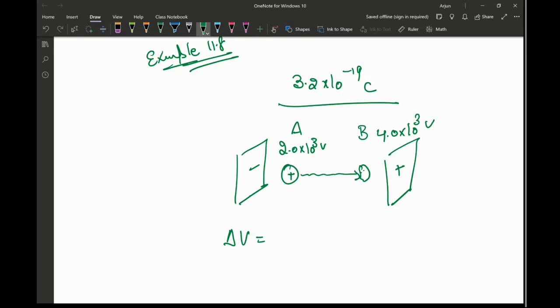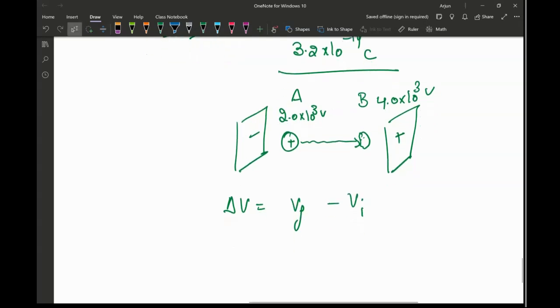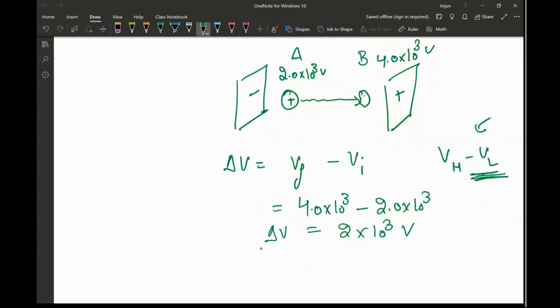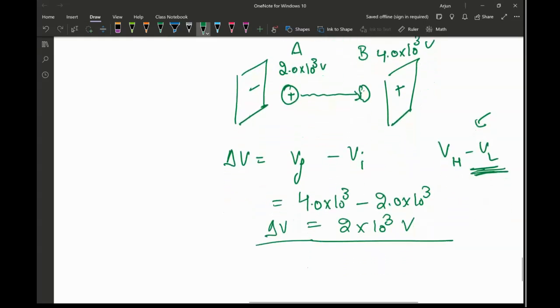So delta V will be equal to V final minus V initial. You can always do it this way also, V higher minus V lower. That's going to make your life easier. Whatever is higher, the lower one will be subtracted from it. So 4.0 times 10 raised to the power 3 minus 2.0 times 10 raised to the power 3 is going to give you 2 times 10 raised to the power 3 volts. That is the electric potential difference you figured out.